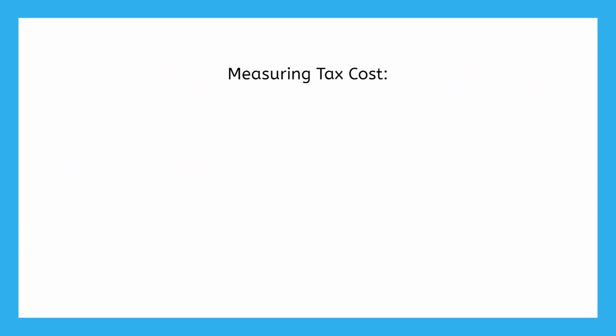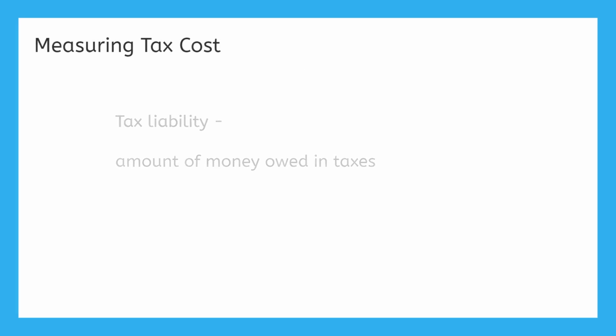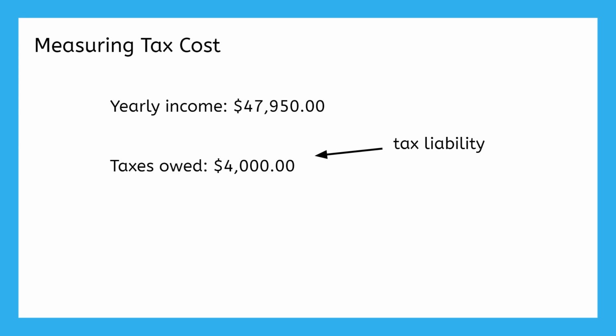The cost of taxes on taxpayers can be measured two ways: as tax liability or tax burden. Tax liability is the actual amount of dollars owed. If you did your taxes at the end of the year and found that you made $47,950, the total amount you'd owe in income tax could be $4,000. That would be your tax liability.